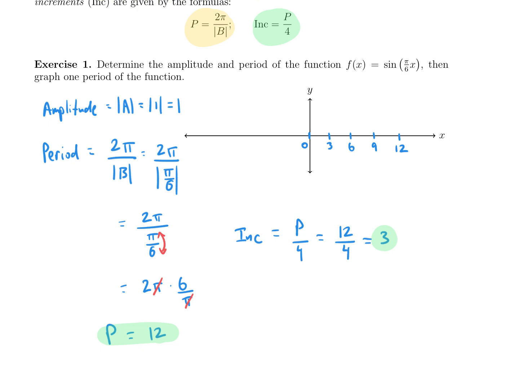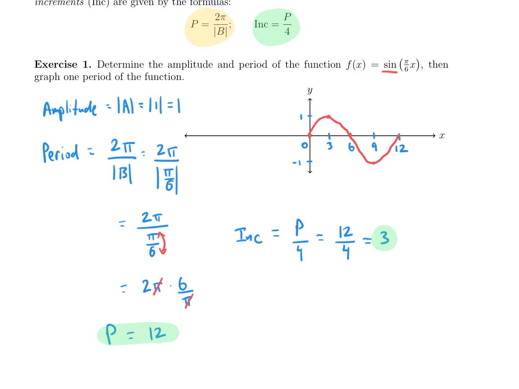The amplitude is 1, so let's label the height of this function. It's going to go up to 1, and the lowest value, since the amplitude is 1, is going to go down to -1. So to graph, you would simply start at 0 because of the sine function. Sine starts at 0, then it's going to go up to +1 at the next increment, and then at the next increment, it'll go back down to 0. Then at the next increment, it'll go down to -1. And finally, at the last point, you go back to 0. Then you can complete your period by connecting the points in a nice curved line.